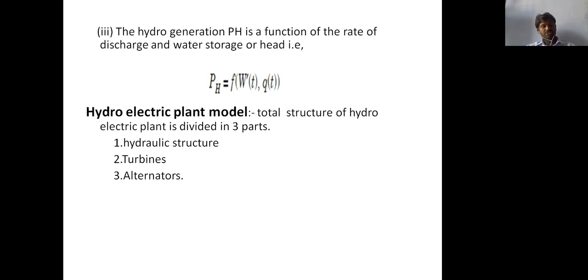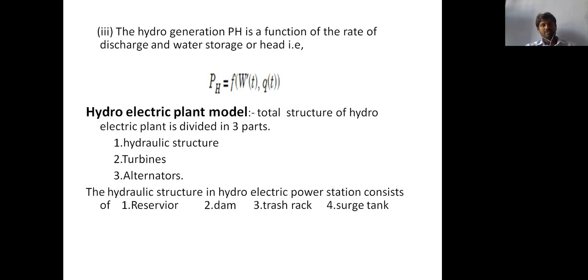The hydraulic structure in a hydroelectric power station consists of many parts: reservoir, dam, trash rack, surge tank, spillways, and penstock. These parts are involved in the structure of a hydro power plant.